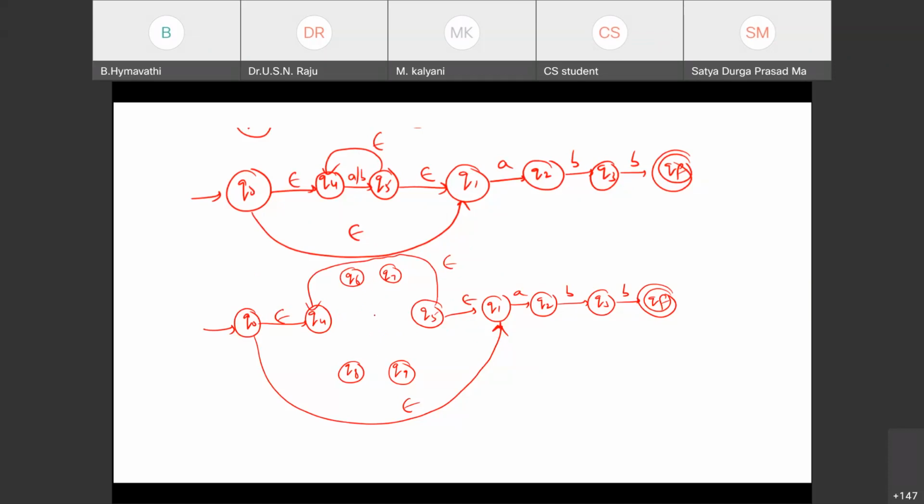No. Q4 to Q6, yeah, right, sorry. This is epsilon. Then Q6 to Q7 on A. Q7 to Q5 on epsilon. Okay, good. Then here, Q4 to Q8 on epsilon. Q8 to Q9 on B. Q9 to Q4 on epsilon. That's it.